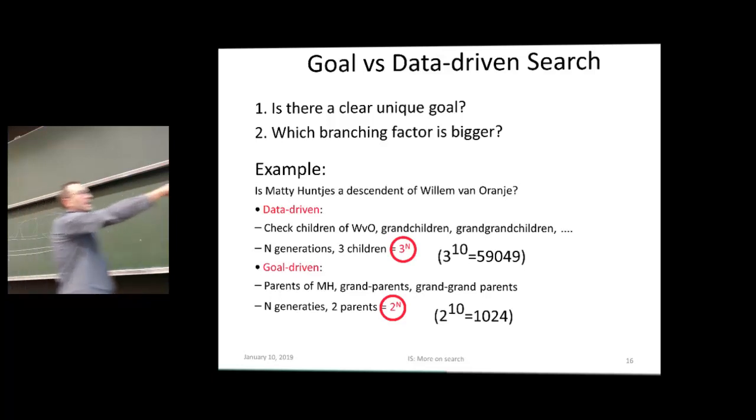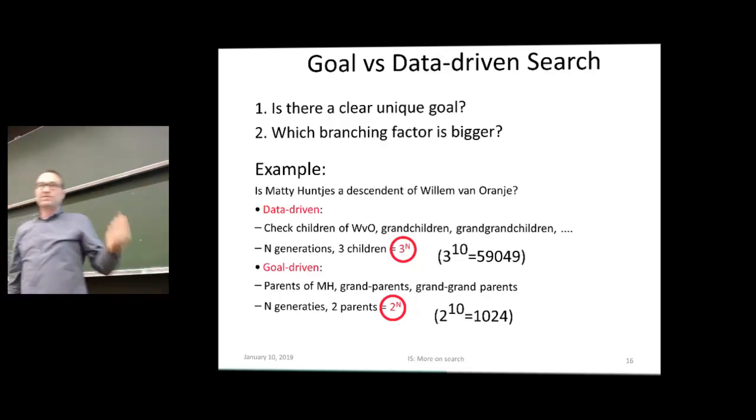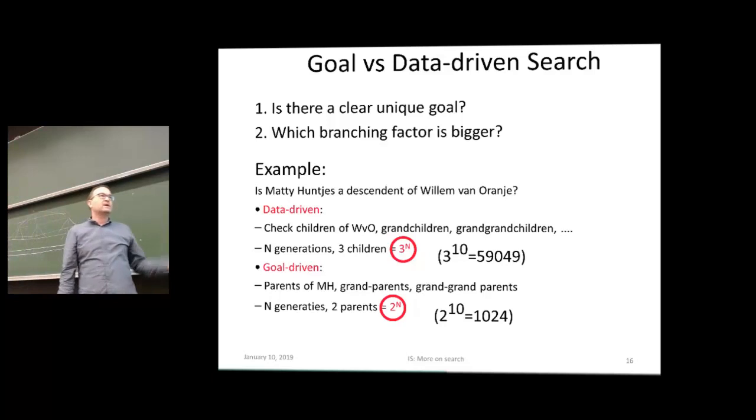And if you compare these numbers, then you would have to look at 60,000 nodes roughly as compared to 1,000 nodes. So it really is more than an order of magnitude difference whether you search in the one direction or you search in the other direction. So it's always a very important element of designing a search algorithm to think of the direction in which you want to search. And if you know that there is a clear and unique goal, and you know the branching factors, then you will be able to use that in order to design your search algorithm.